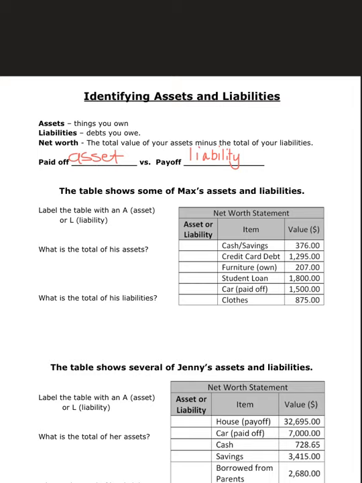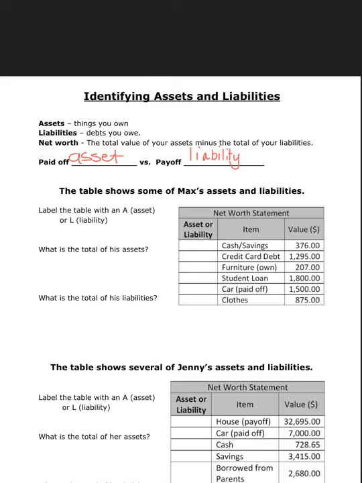We're going to label the table with A for asset and L for liability. Remember, an asset is something you own, you completely have paid it off, but a liability is something you still have to pay for because you never purchased the whole entire thing with your own money. Okay, so the table shows some of Max's assets and liabilities. Assets are things that you own. Liabilities are things you do not own and you owe money towards. Okay, so we're going to label A and L.